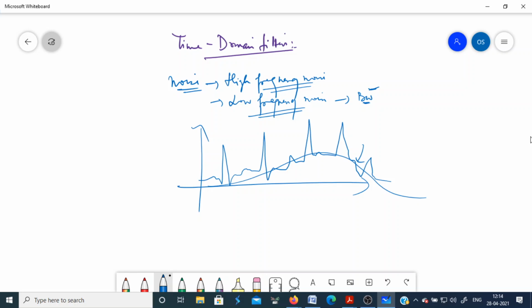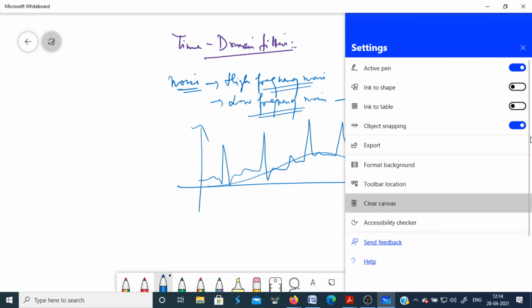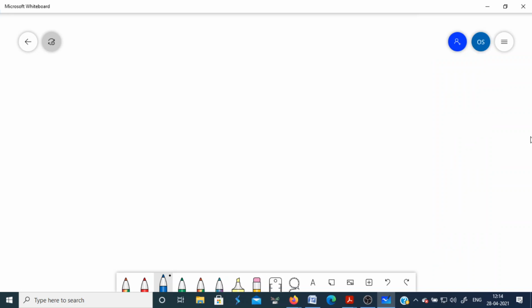Okay. So the problem is now we have to provide a potential solution. So we will first tackle this high frequency noise, but how can you remove it? One method to remove this high frequency or random noise is synchronized averaging.